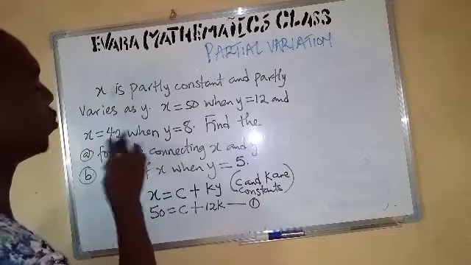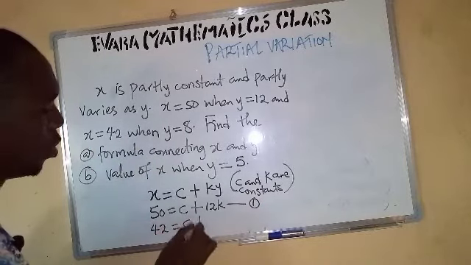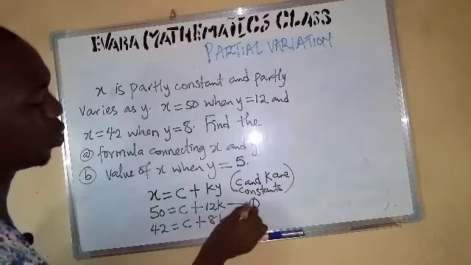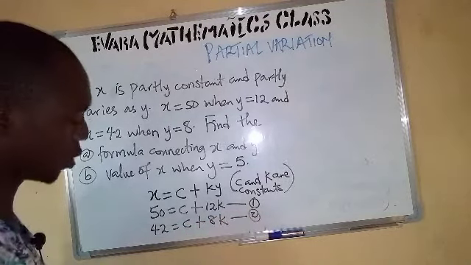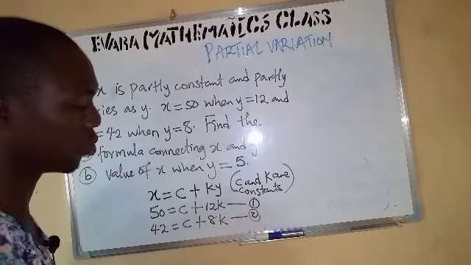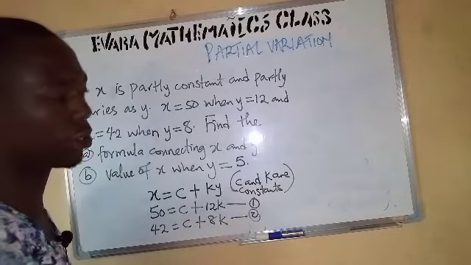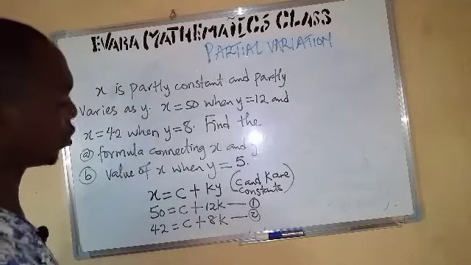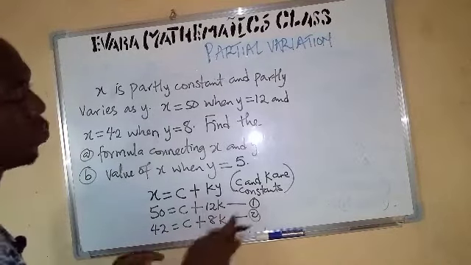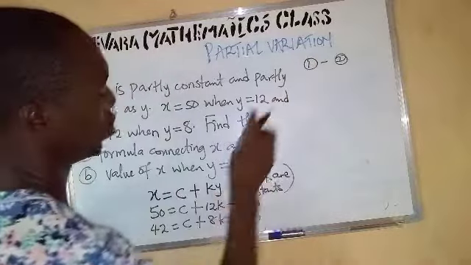When x is 42, y is 8. So 42 equals c plus 8k. This is equation 2. So we can see that this is taking us to simultaneous equation using the elimination method, because elimination method is easier and faster here. Since 12k is bigger than 8k, we just say equation 1 minus equation 2.